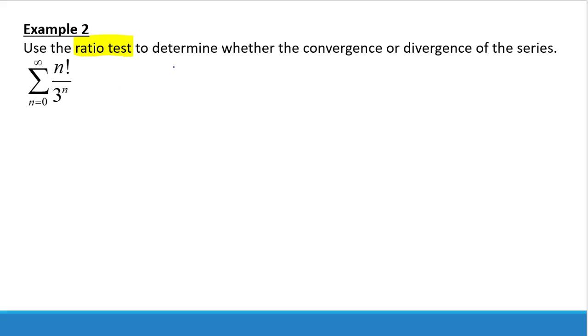So do the limit as n goes to infinity of n plus 1 factorial all over 3 to the n plus 1, times 3 to the n over n factorial. Okay, so let's talk about what this means.